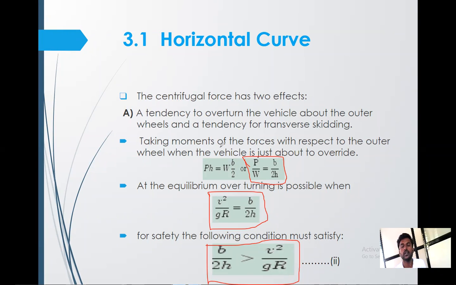When can we say our vehicle is safe against overturning? When this ratio B by 2H is greater than V square upon GR. Then we can say our vehicle is safe against overturning.